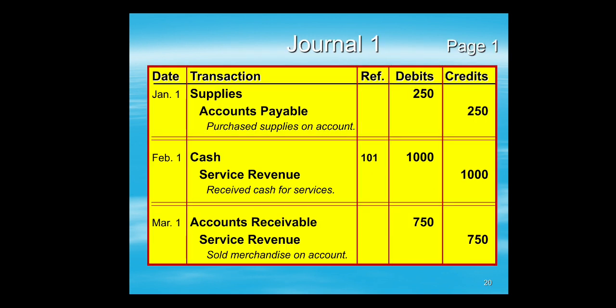Okay, so you have seen 3 sample journal entries. In the journal, like I said earlier, the journal is like a big book. So in the journal, the record will look like this.